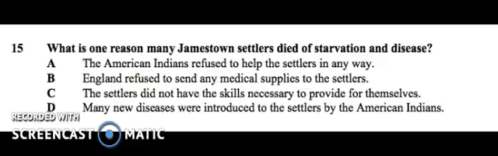Question 15. What is one reason many Jamestown settlers died of starvation and disease? A. American Indians refused to help the settlers in any way. B. England refused to send any medical supplies to the settlers. C. The settlers did not have the skills necessary to provide for themselves. Or D. Many new diseases were introduced by the settlers to the American Indians.